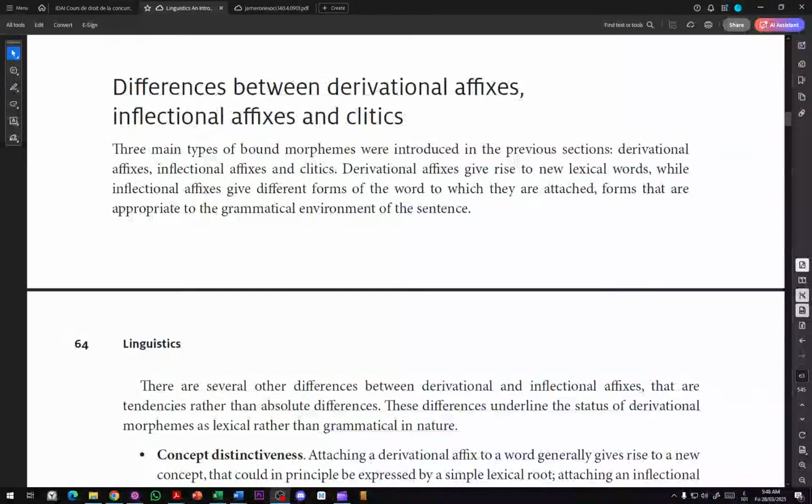Welcome to stream number 9, where we learn linguistics. We are going to continue learning morphology. We are learning the differences between derivational affixes, inflectional affixes, and clitics now.